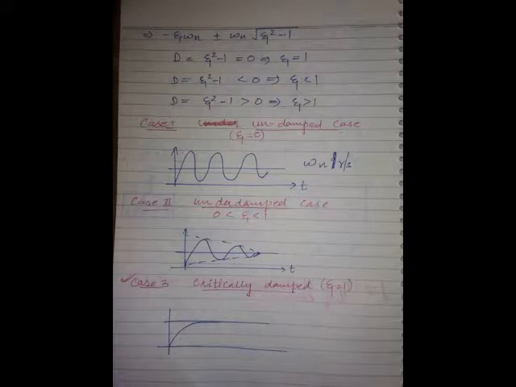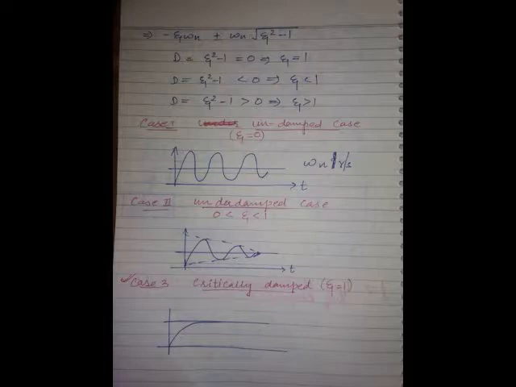It is minus b plus or minus root of b square minus 4ac divided by 2a, which gives minus zeta omega n plus or minus omega n into root of zeta square minus 1. So these are the roots of the second order system. The nature of roots of a quadratic equation will depend on discriminant. What is discriminant of this quadratic equation roots? Zeta square minus 1.